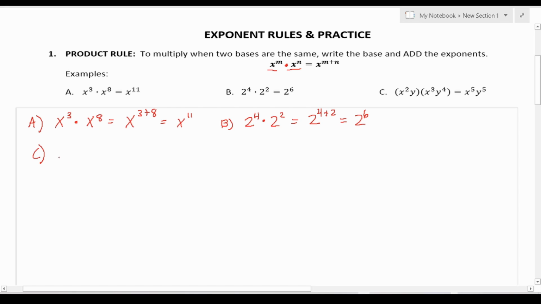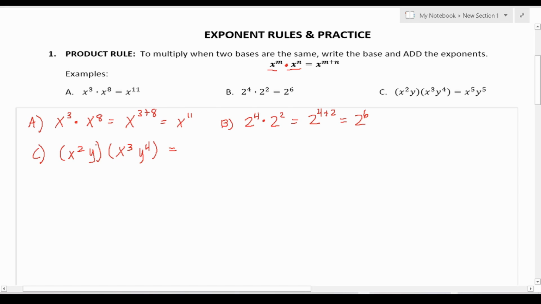This one, as we can see, has some parentheses, which is fine. In the first set of parentheses, we have x squared y. And in the second set of parentheses, we have x cubed y to the fourth. All right, so this is the same thing as these two, believe it or not. When you just have two parentheses next to each other, that indicates you multiply. And in this case, you can see that we have two bases. We have the base of x as well as the base of y. That said, as we can see right here, there's no exponent here.